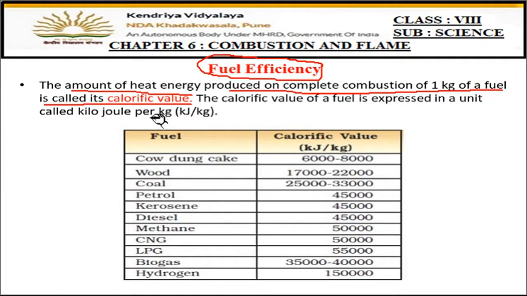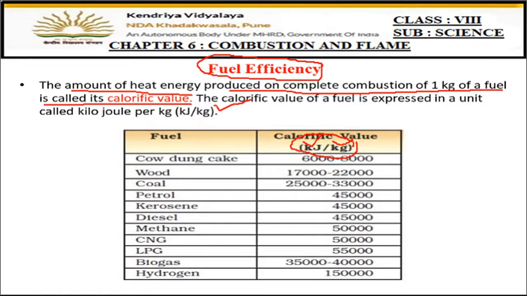Suppose I am burning 1 kg of coal and it is giving me some amount of heat. And if I burn 1 kg of petrol, then also it will give me some heat energy. So the heat energy which I am getting from coal and from petrol, which one is higher, which is giving me more heat? That fuel will have more calorific value. Calorific value is always given in kilojoule per kg, because we are burning 1 kg of the fuel and it is giving us heat in the form of kilojoules. Fine, so kilojoules per kg is the unit of calorific value.